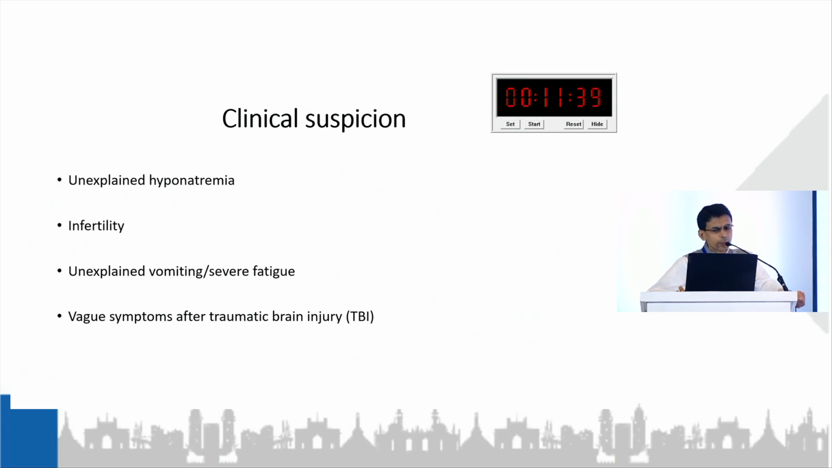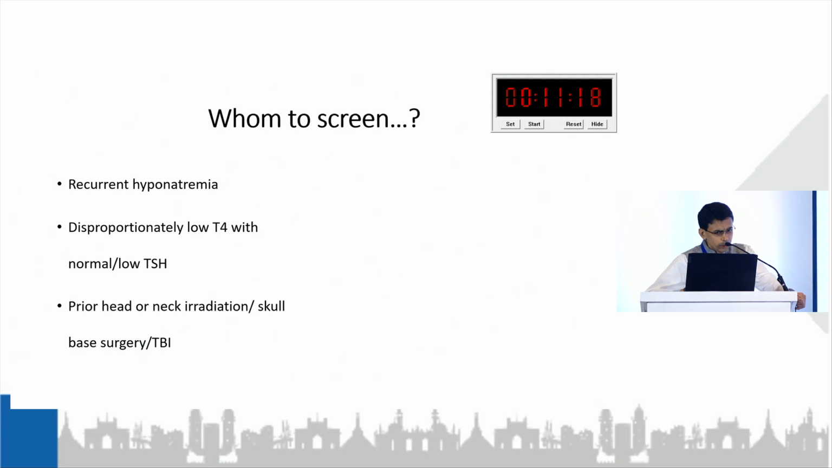Vague symptoms after traumatic brain injury. This is one very, very important field. It is found in some studies that 20 to 30% of the patients with traumatic brain injury, especially basal skull injury, will have hypopituitarism in the long run. So that is the reason it's very, very important to assess for anterior pituitary function following traumatic brain injury or even sometimes subarachnoid hemorrhage. So whom to screen among the hyponatremias? One more thing, I will come to it in the next few slides.